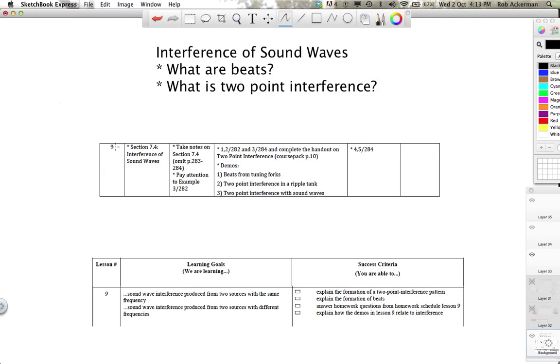In the homework schedule, it's lesson 9. The section in the textbook is 7.4. We're going to be looking at something called interference of sound waves, two different kinds, if you will. One is called beats, and one is called two-point interference, and I'll explain both of those in a minute.